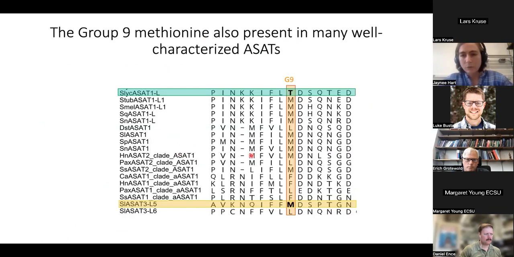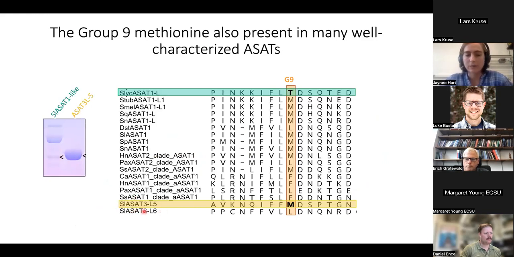But I decided to move away from ASAT1-like for further analysis. The reason for this is that ASAT1-like is not really that well expressed from E. coli. It's actually a fairly difficult enzyme to work with in vitro. But another acyl sugar acyltransferase, ASAT3-like 5, has the conserved methionine at the position where ASAT1-like is a threonine. So I decided to work with this one because it expresses really well, and I can do more detailed biophysical characterization with this nice stable protein.